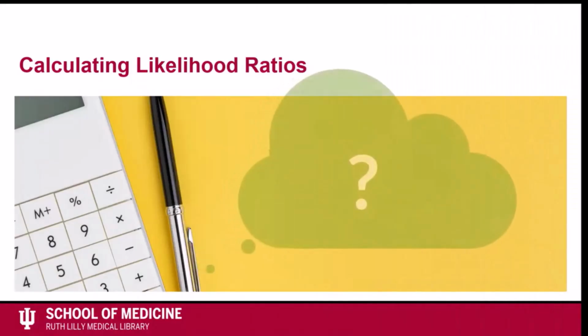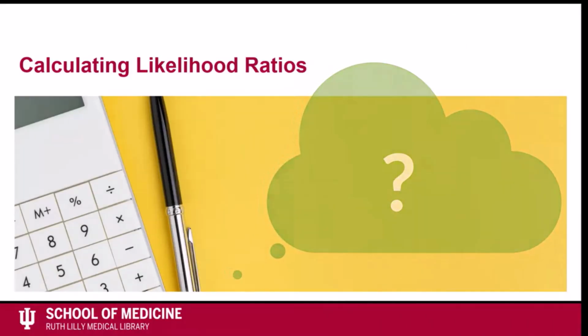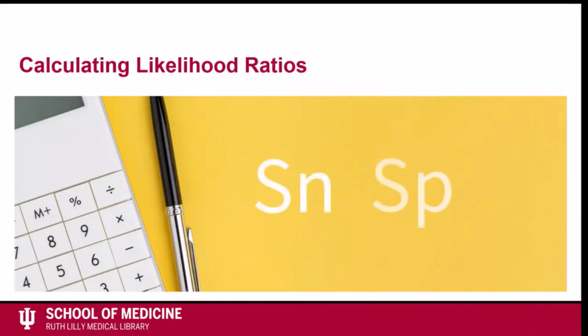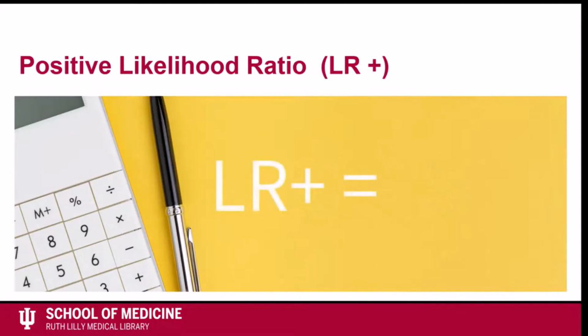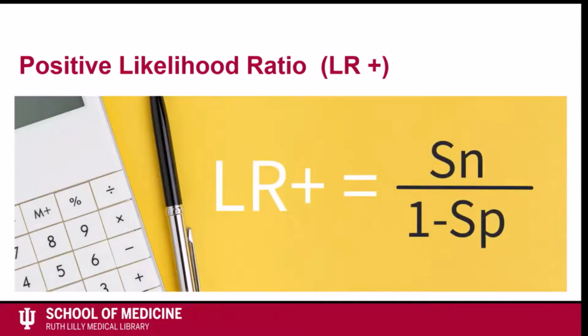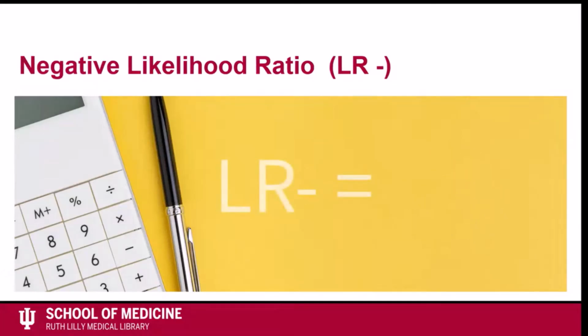So how do you determine likelihood ratios? Well, you use sensitivity and specificity, which we discussed in video 4 of this series. Positive likelihood ratios are calculated by taking sensitivity over 1 minus specificity. Negative likelihood ratios are calculated by taking 1 minus sensitivity over specificity.